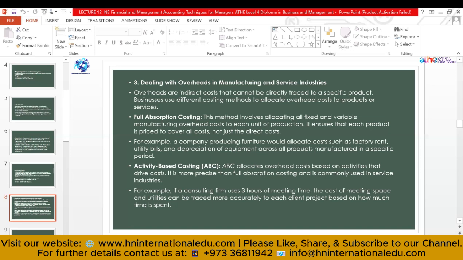For example, if a consulting firm uses 3 hours of meeting time, the cost of meeting space and utilities can be traced more accurately to each client project based on how much time is spent. Obviously, it's very easy. That is why it is easy to tackle the activity-based costing. The time the room is going to be busy, you can allocate that. The chairs, the members, the forms which they fill, everything can be tracked out easily.